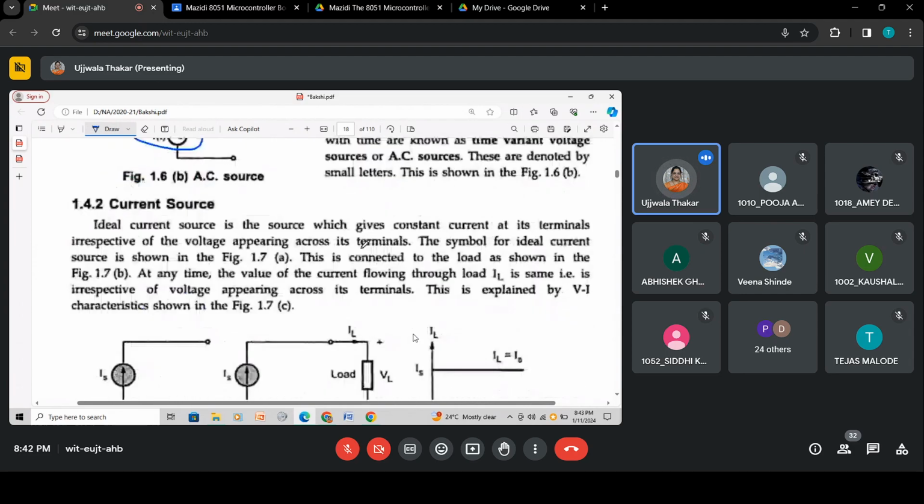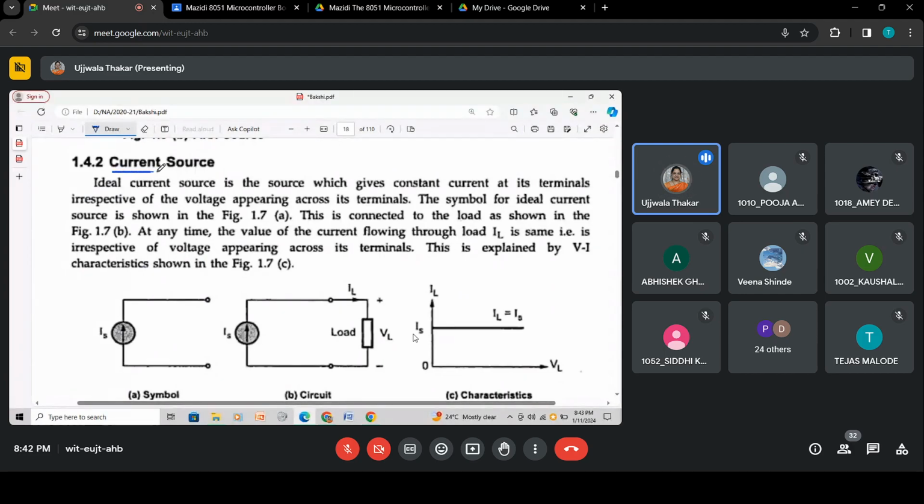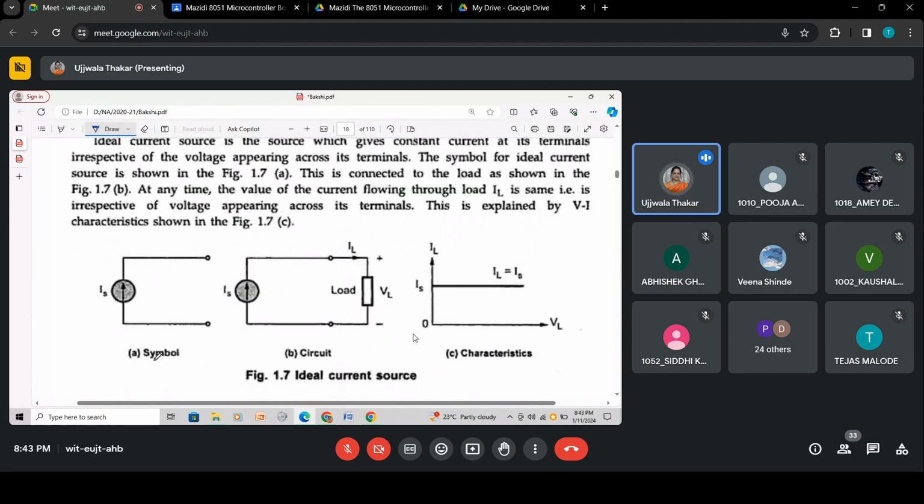Let's move ahead to the current source. This is the symbol of the current source. For the voltage, we have the polarities. For the current, we have the direction, and we write here as IS. For the voltage, we write the voltage. I suggest you draw these things. They are very simple to draw and simple to understand, and these are the basics on which our further circuitry is built.